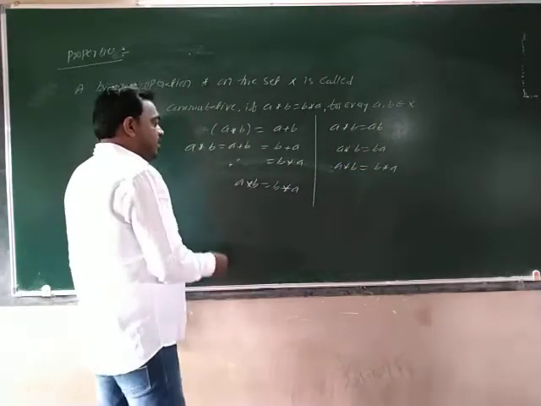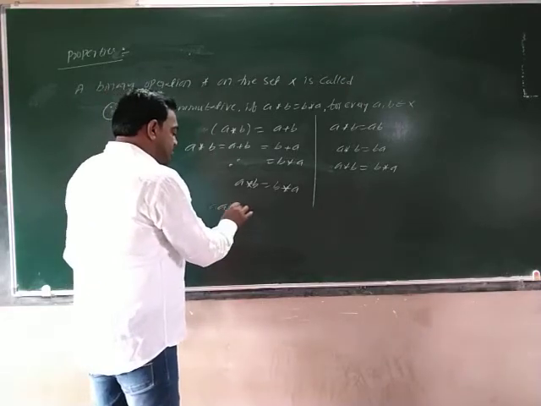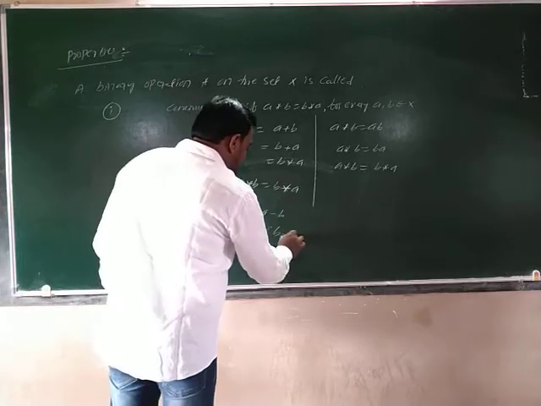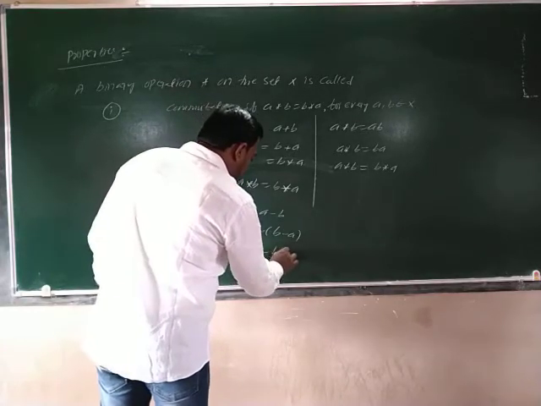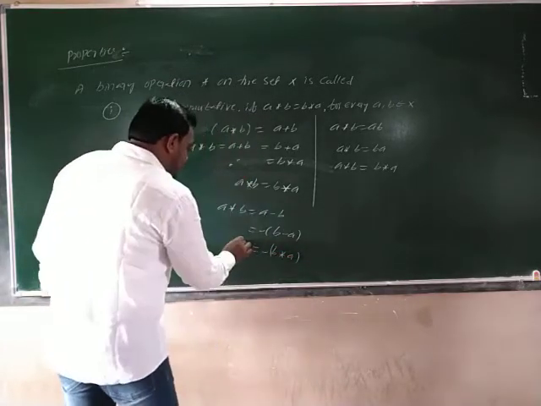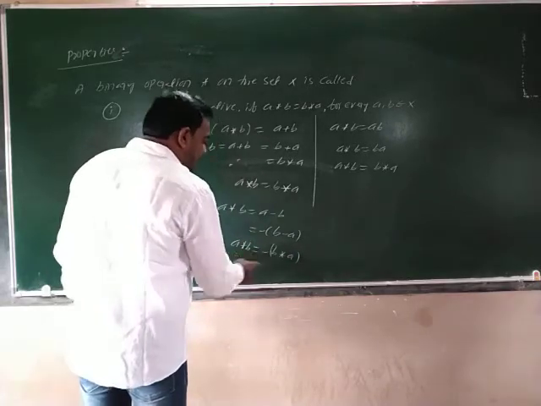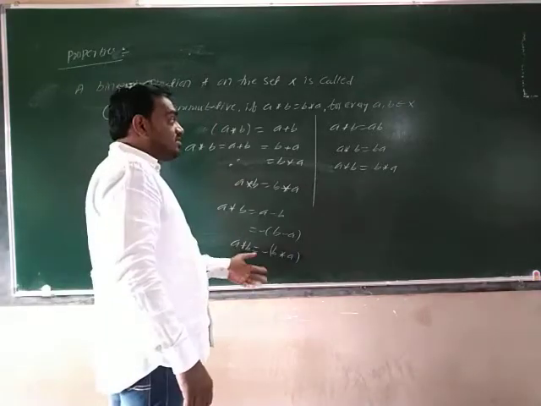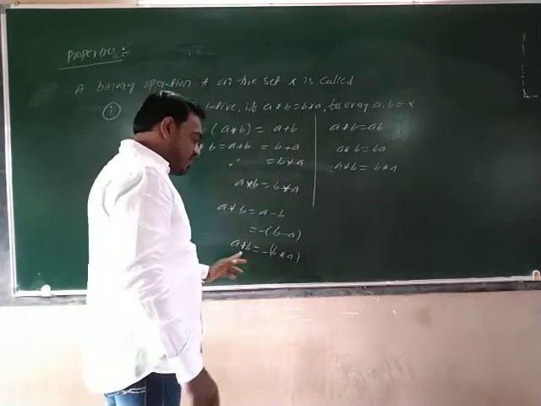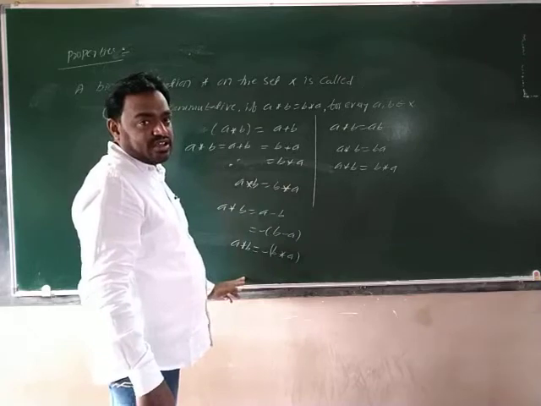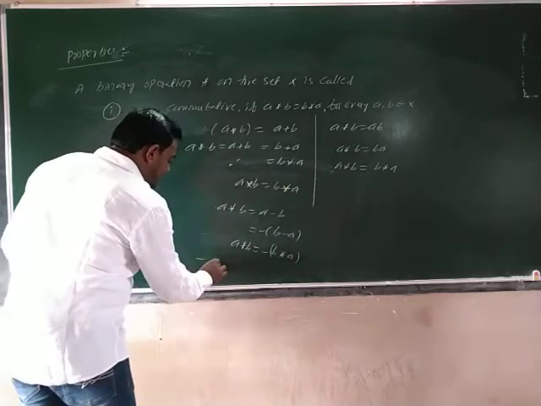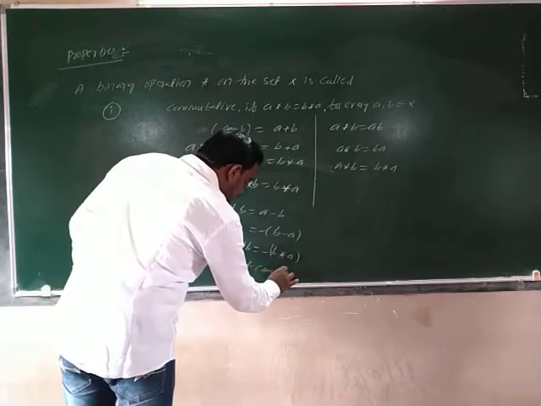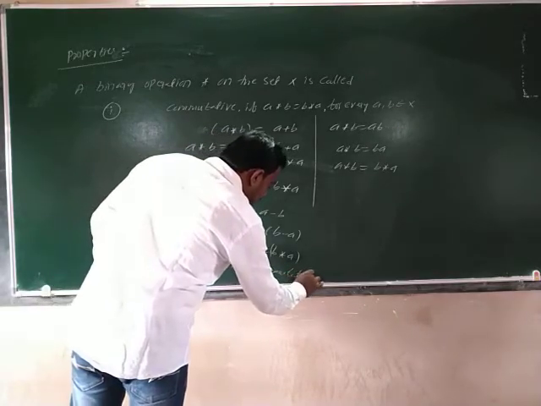In the same way, you try now. A star B is defined as A minus B. So this minus, B minus A, is B star A. So A star B is equal to minus of B star A. Are those equal or not equal? Not equal. A star B is not equal to B star A; we get minus B star A. So minus is not commutative.